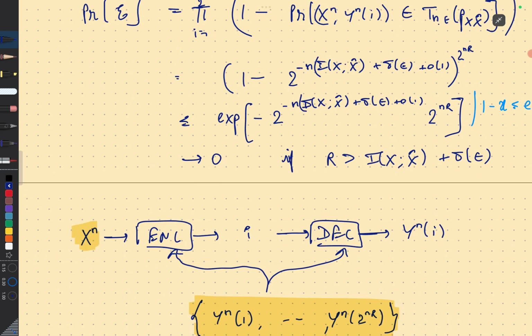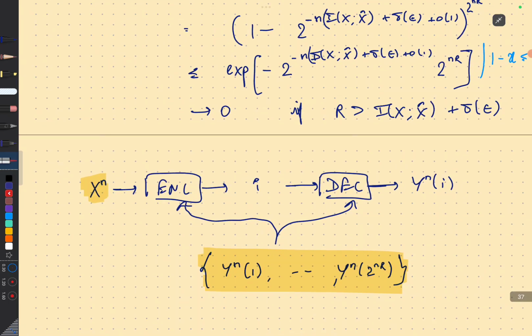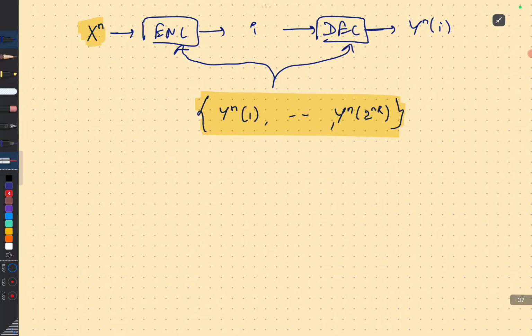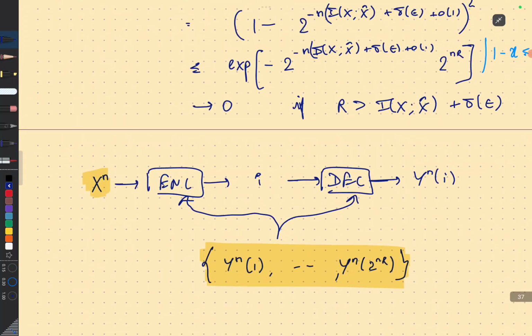All right. So if my rate is just above the mutual information, then the probability that there is no sequence which is jointly typical with the source sequence is going to be really, really small. Remember, it has e to the power minus 2 to the power something. So it's not just exponentially fast, it is doubly exponentially fast. Okay, so let's use this to actually bound the distortion.